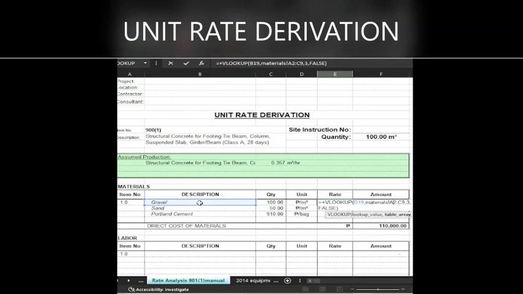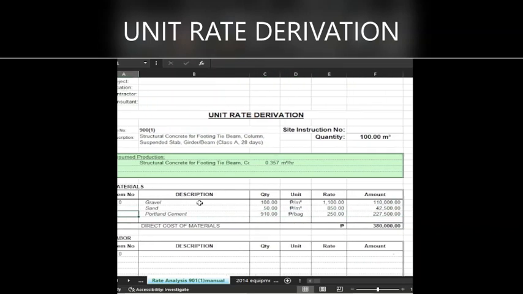Let's just put it in, guys, so that it won't change. Okay. This one is 850 and this one is 250. So this is our materials, total materials for every 100 cubic meters. 100 cubic meters also of gravel, then sand 50 cubic meters, then 910 bags, and these are the prices.